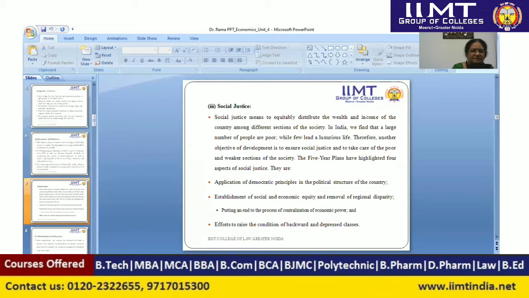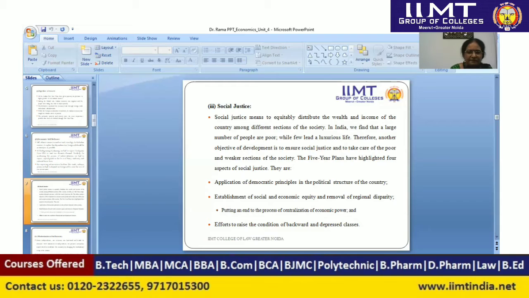Next, social justice. Social justice means to equally distribute the wealth and income of the country among different sections of the society. In India, we find that a large number of people are poor, while a few lead a luxurious life. Therefore, another objective of development is to ensure social justice and to take care of the poor and weaker sections of the society.